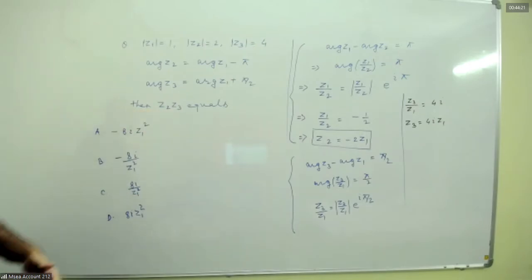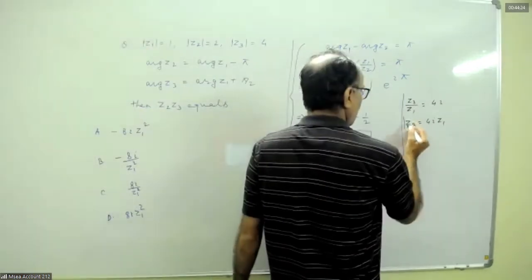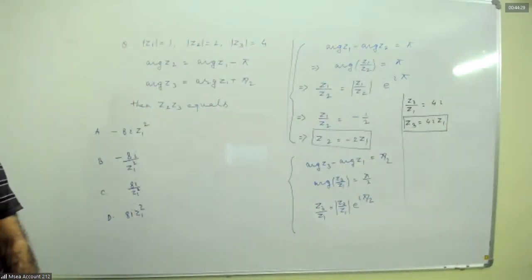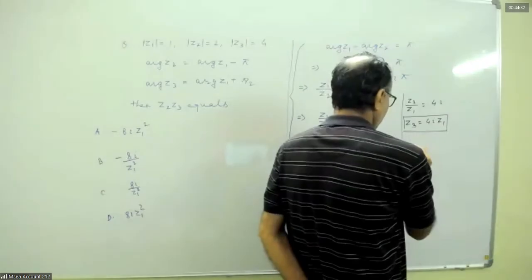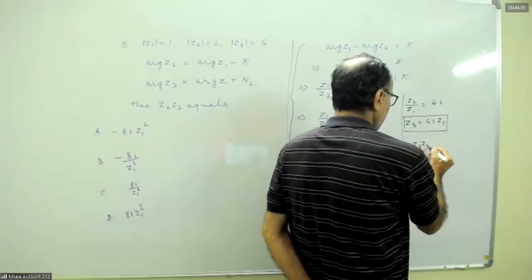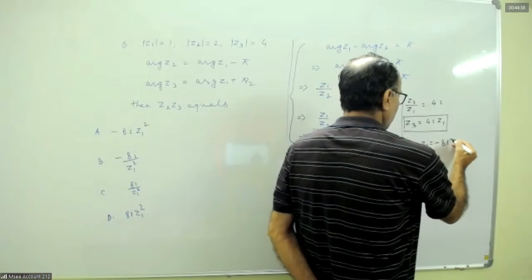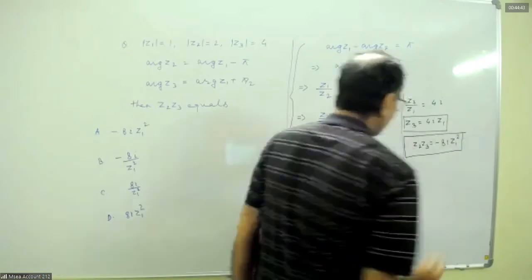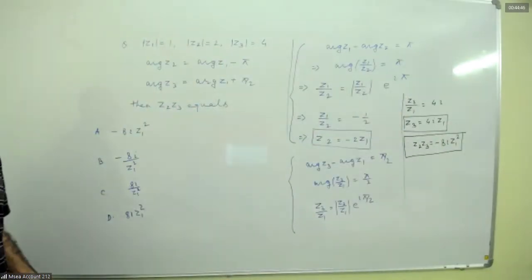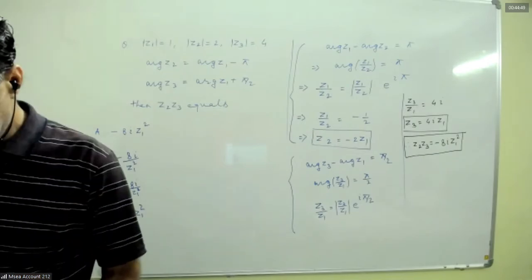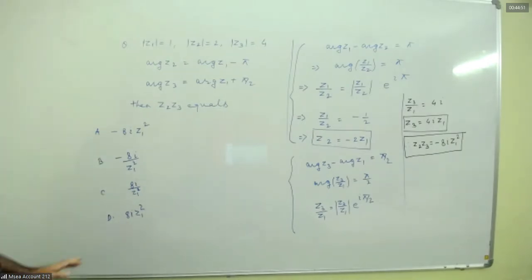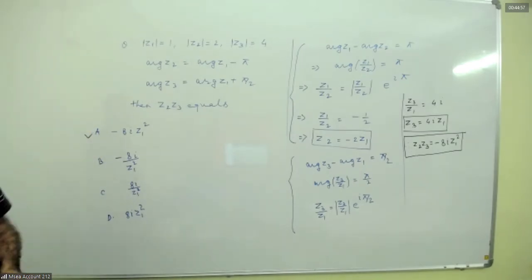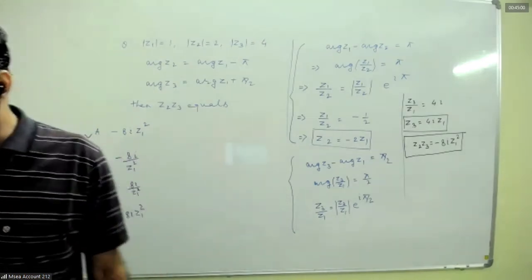So what will be Z2 into Z3? Multiplying, minus 8i Z1 square. Z2 into Z3 is minus 8i Z1 square. That option is there. Correct. These are small operations on complex numbers.